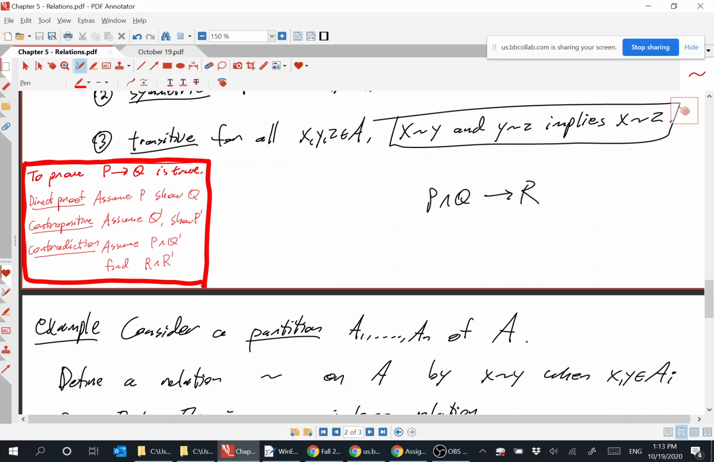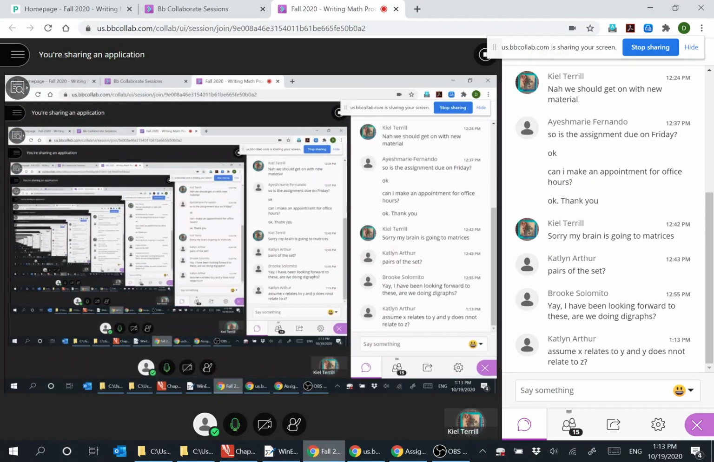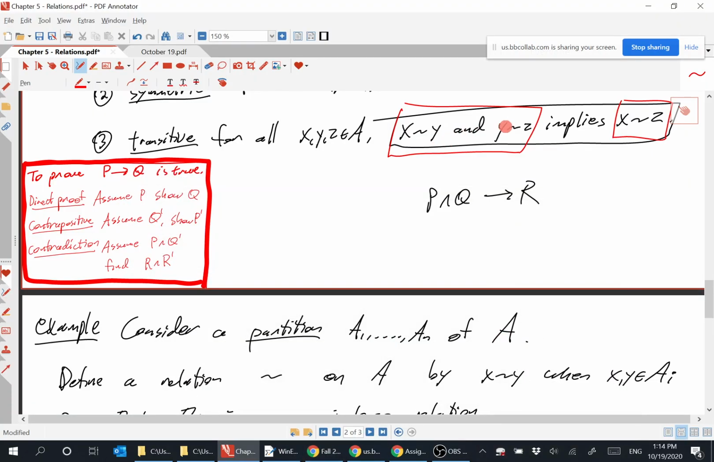So I'm trying to show that this implies that. What's the first sentence of the proof? Y does not relate to z? X relates to y and y does not relate to z? Why the not on the second one? Right, the hypothesis is these are both true. X relates to y and y relates to z. So you want to assume this and this.